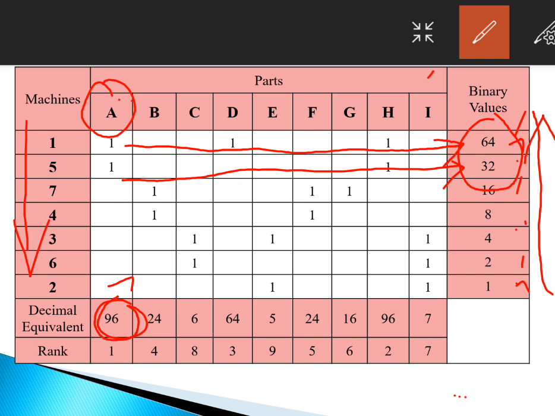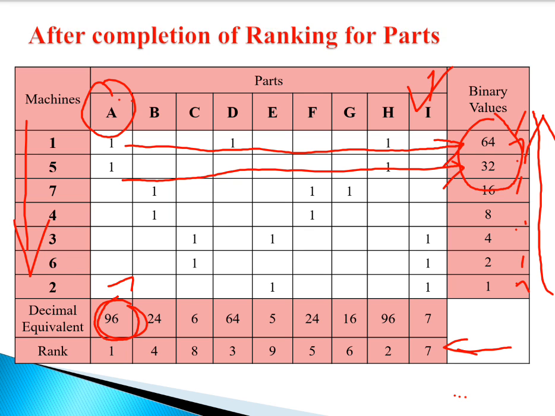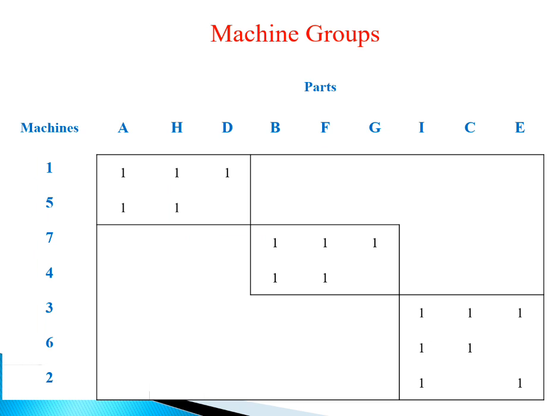Likewise we have to calculate up to I, and then we have to give the rank from maximum value to minimum value in decreasing order, which is called descending order. And then we have to rearrange the columns. Earlier we rearranged the rows for machines, now we have to rearrange the columns for parts. After rearranging the columns, the machines are grouped.